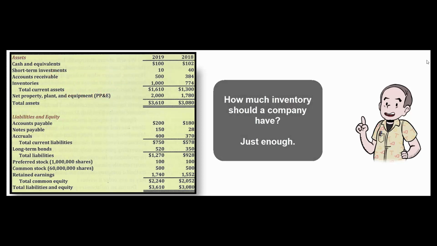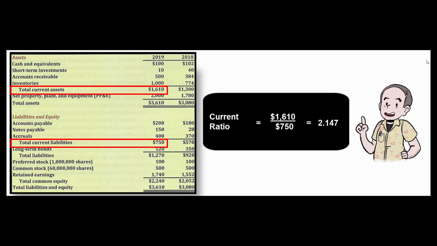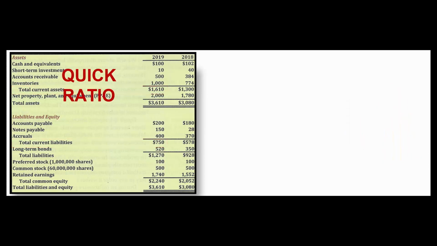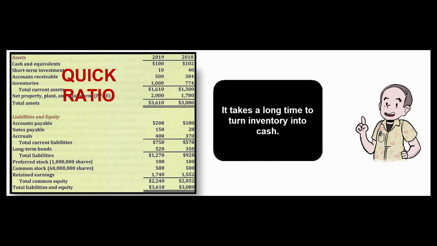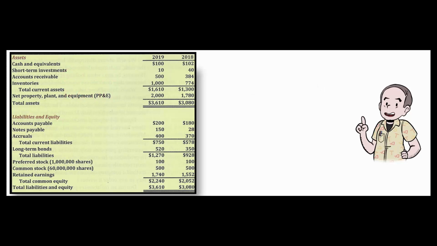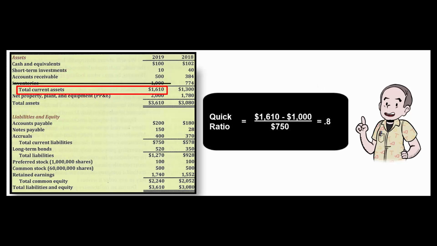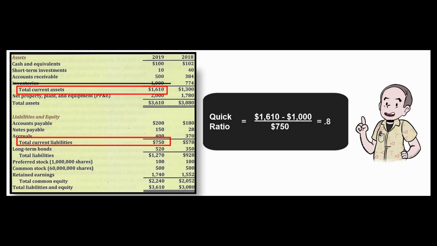So the first thing we might do is check the current ratio. Current assets over current liabilities. This is the same ratio you had in accounting class. 1610 divided by 750 is 2.147, or about 2.1. But one of the shortcomings of the current ratio is it includes inventory. Inventory takes a long time to sell and then collect on. So let's take a look at the quick ratio. Take your total current assets minus your inventory divided by your current liabilities. In this case, we'd end up with 0.81, or about 0.8.